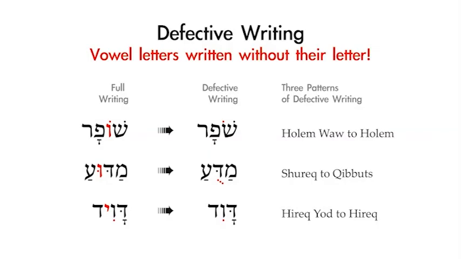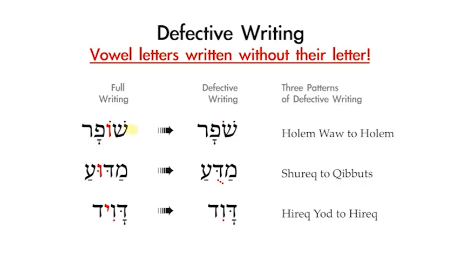Now, when it comes to vowels and vowel letters, we need to consider the topic of defective writing. Oftentimes, vowel letters are written without their vowel letter. When a vowel letter is written without its vowel letter, we call it defective writing. It's defective because the vowel letter is written without the letter. In the three examples below, we show you the three patterns of defective writing.